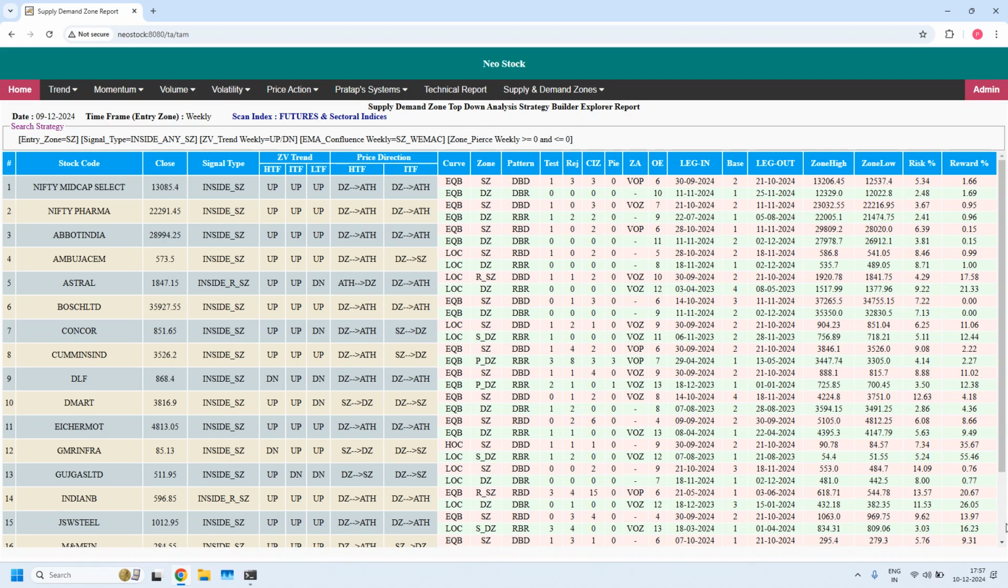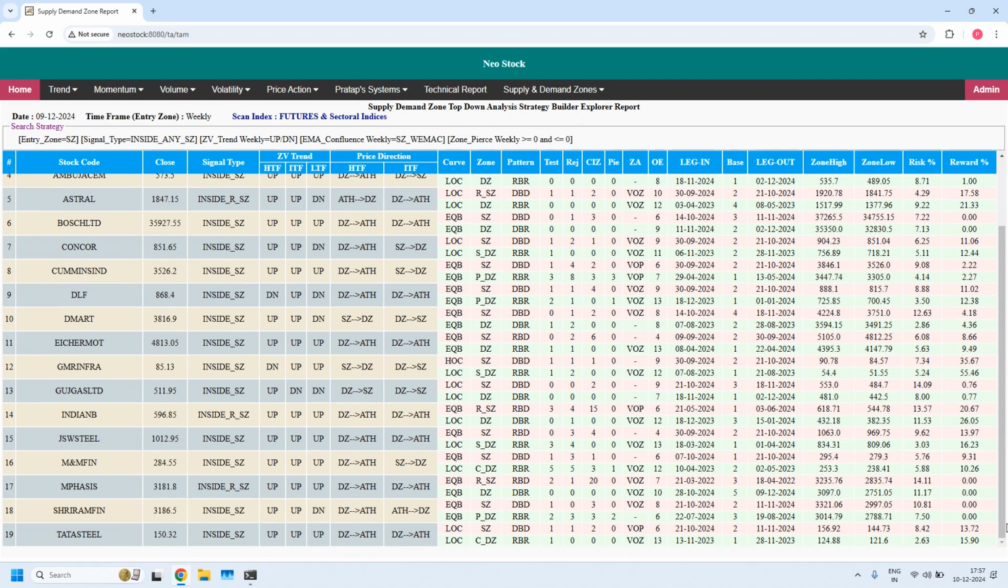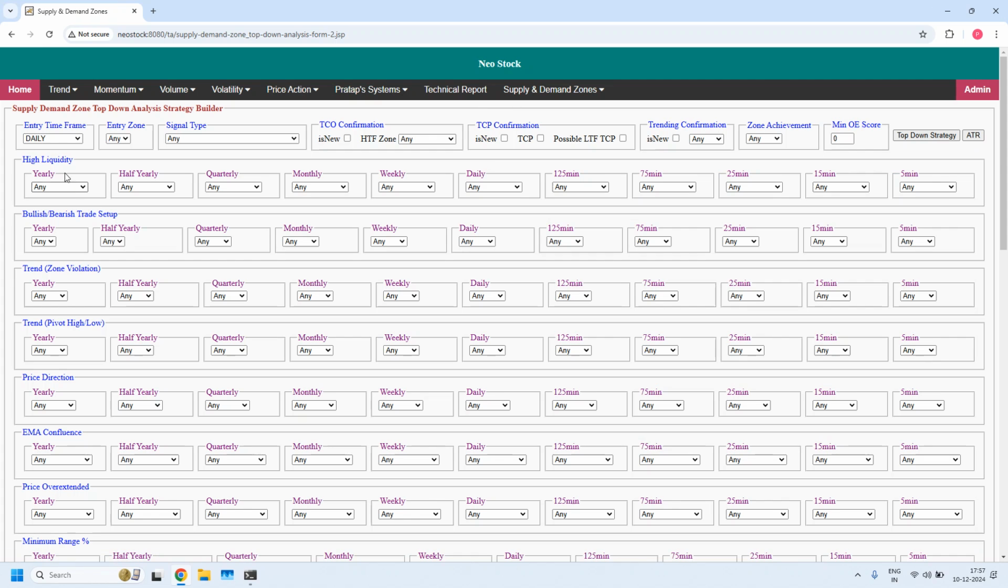I am scrolling the list down. So total 19 stocks are filtered. Price closed inside the weekly supply zone, and these weekly supply zones are having weekly EMA Confluence. Okay, this is about weekly time frame. Next time frame is daily.